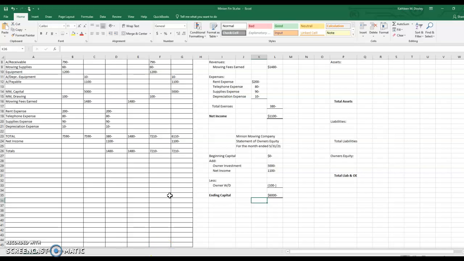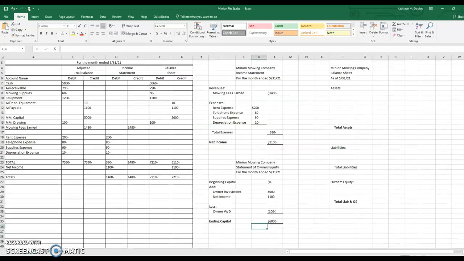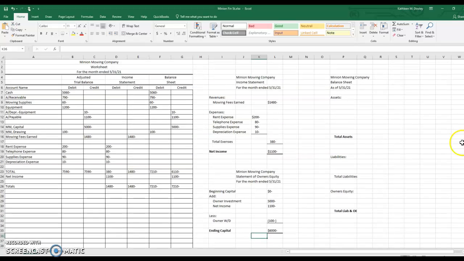Okay, here we're back again, and we have already completed, by use of the worksheet, the income statement and the statement of owner's equity. Now we will get to the third financial statement, which is the balance sheet. Of course, we do have a fourth financial statement that you learned in Accounting 102, the statement of cash flows, but we're not doing that for this review. This is a review of Accounting 101.